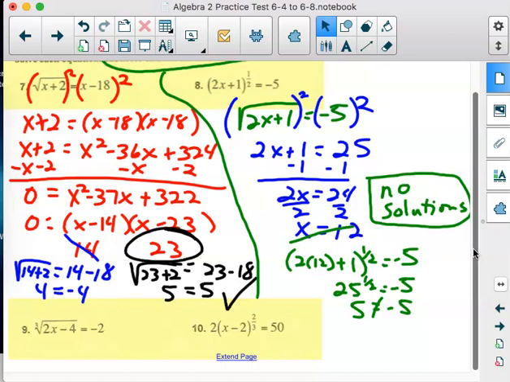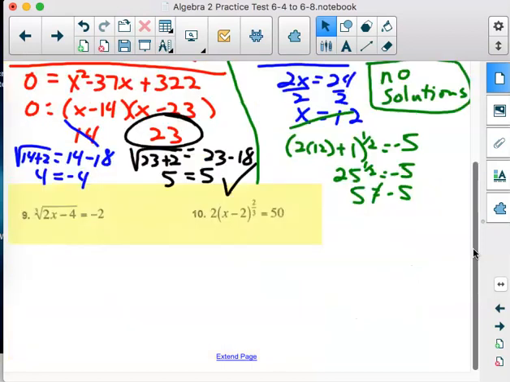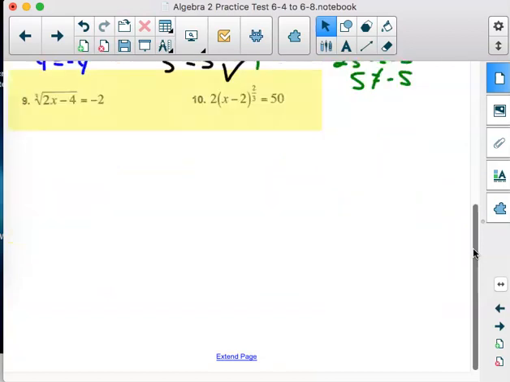No solutions. Now, if we stopped right here, some of you maybe said to yourself, wait a second, if this is square root, that can't ever come out to a -5. And you maybe could have put down no solutions right away. But you'll find it either way. Just do the math if you need to and check your solutions.